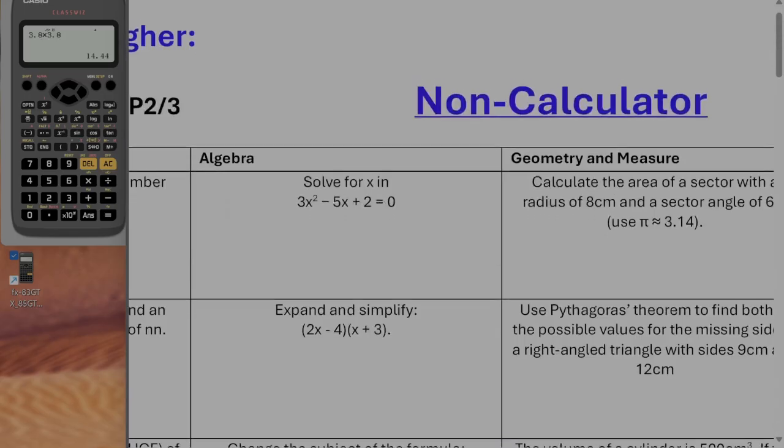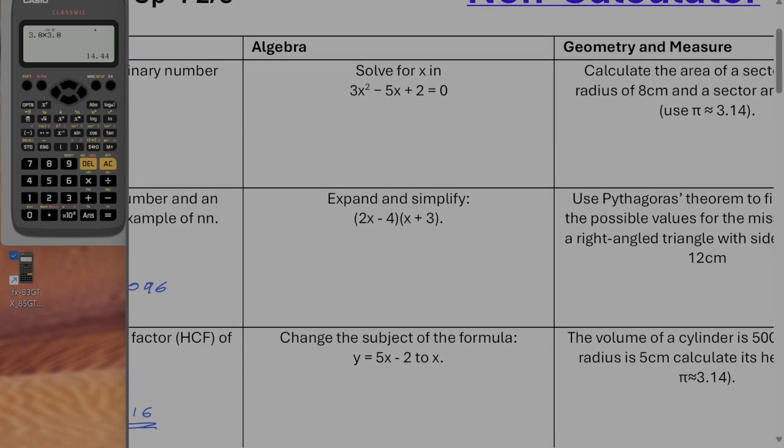Right. For our algebra, solve for x: 3x squared minus 5x plus 2 is equal to 0. Okay, so what I'm going to do is I'm going to see whether this will factorize.